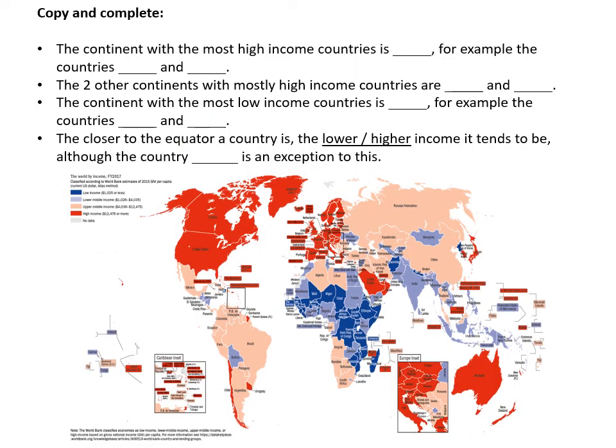So here we go. The continent with the most high income countries is what? For example, the countries what and what. Now there's multiple countries there. There's only one answer to the continent, but there's multiple answers for the countries. And the same goes for the third bullet point as well. Where the lower higher is, you select the correct answer. You just write the correct answer. Again, the exception on that, the country that doesn't fit that pattern, there are 3 or 4 different countries you could pick from to put there. In fact, maybe even slightly more than that, maybe 5 or 6.